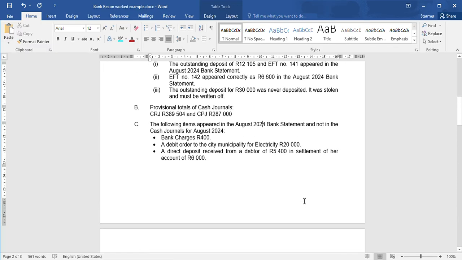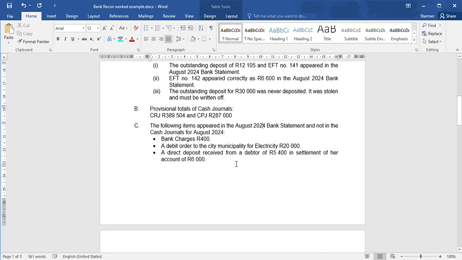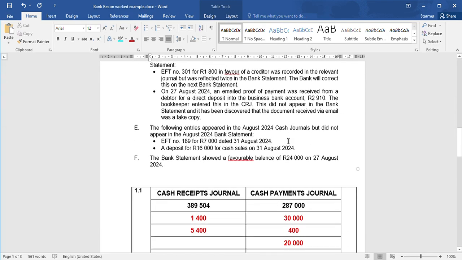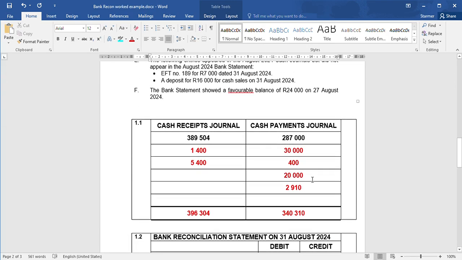The next one, a debit order to the municipality for electricity. The bank has processed that debit order. We haven't recorded it yet. We are paying money, so that goes in the CPJ.